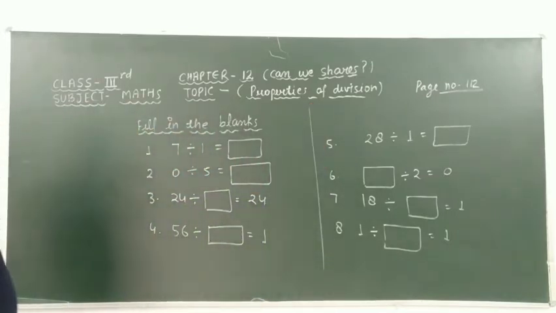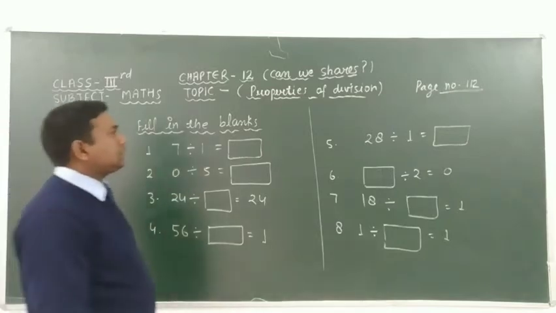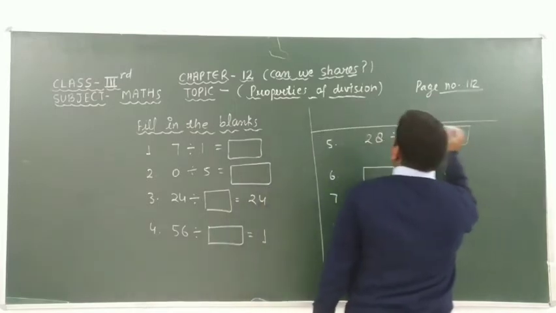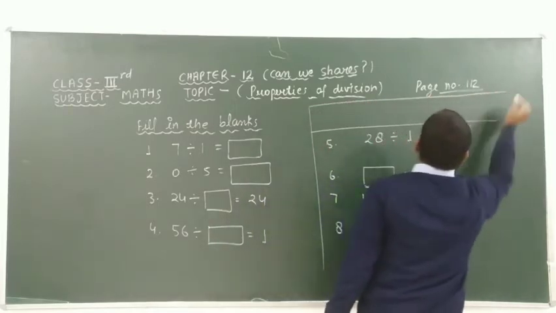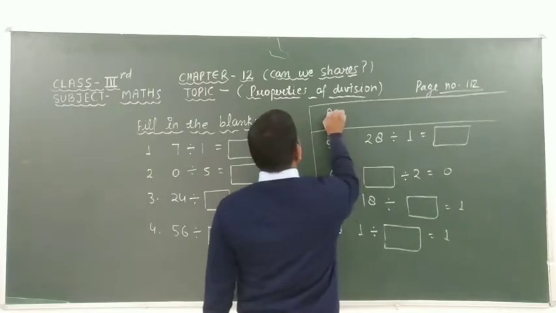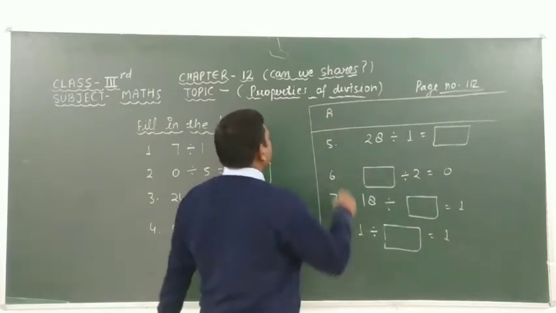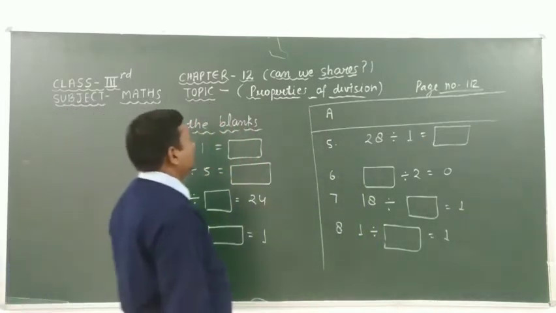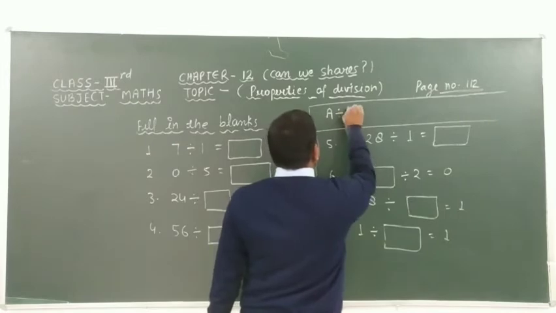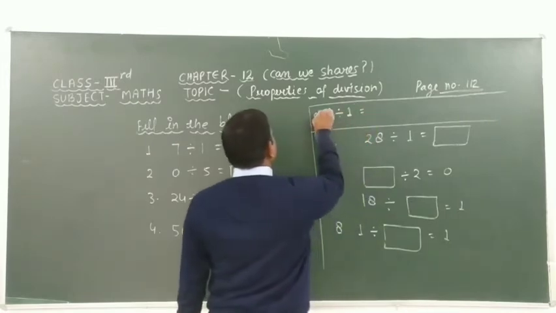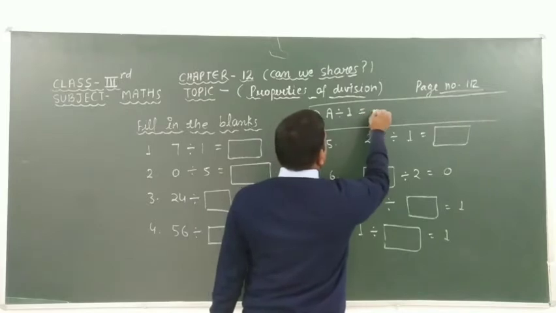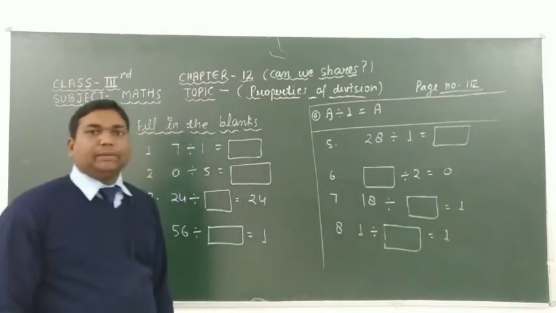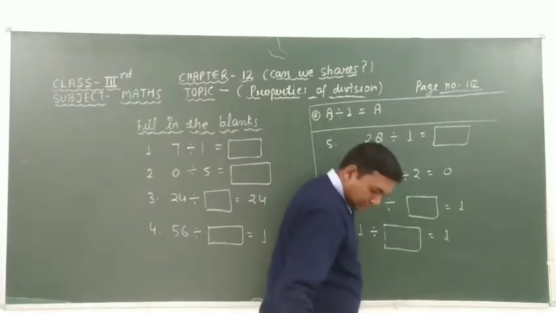This is a very interesting question. Students, if we have to take the division of any number, suppose that a, by 1, then we get this number as same. Okay.